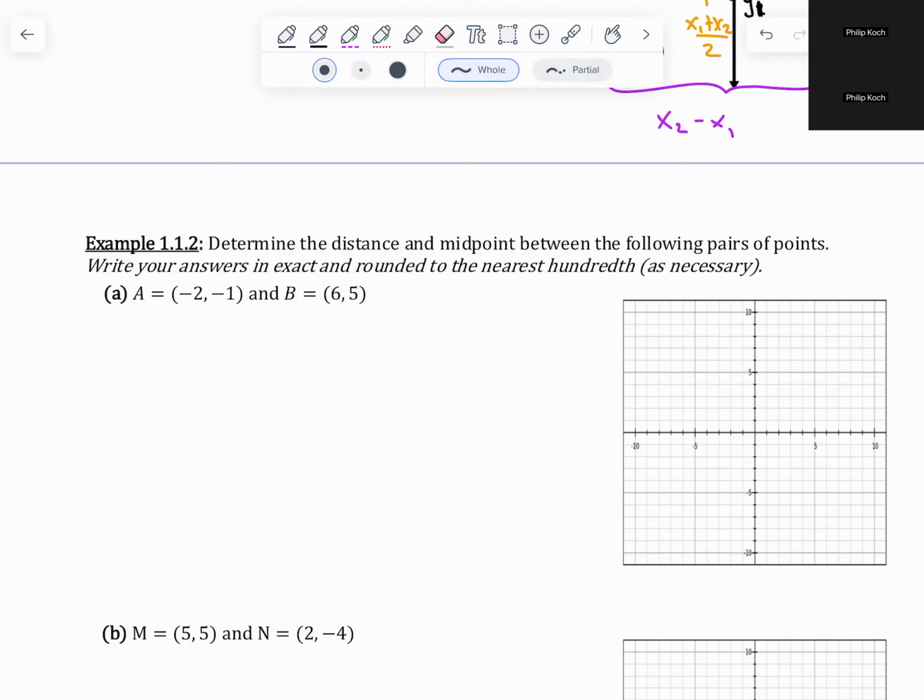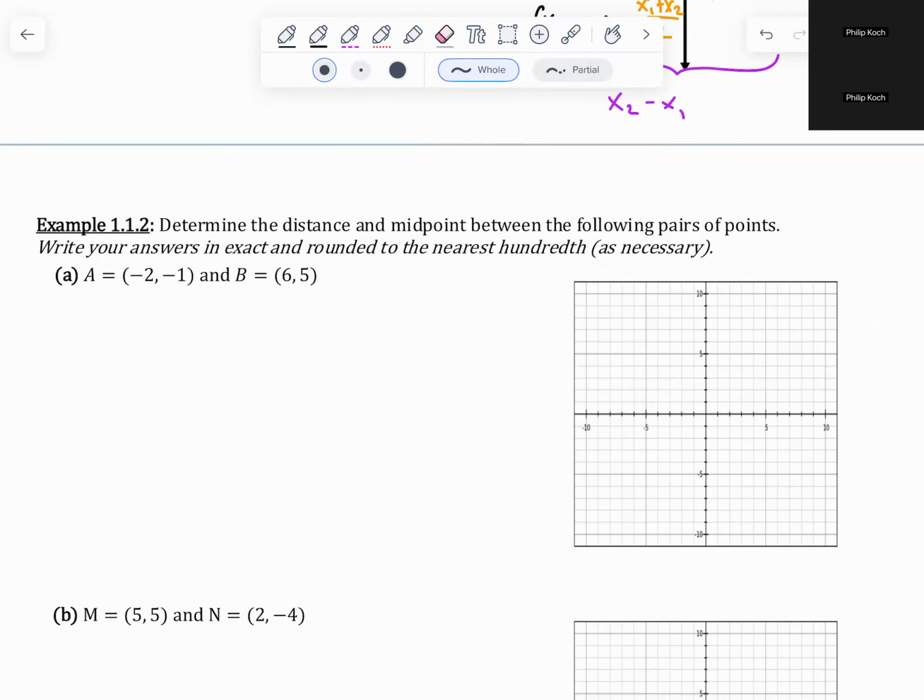But right now I want you to plot those two points. A is -2, -1, and B is 6, 5. So for A, that's an x coordinate of -2 followed by a y coordinate of -1. It's right there. And B, an x coordinate of 6 and a y coordinate of 5.